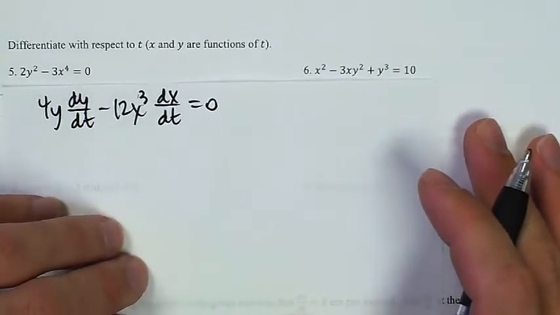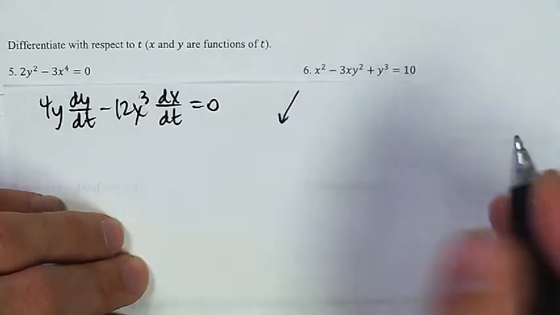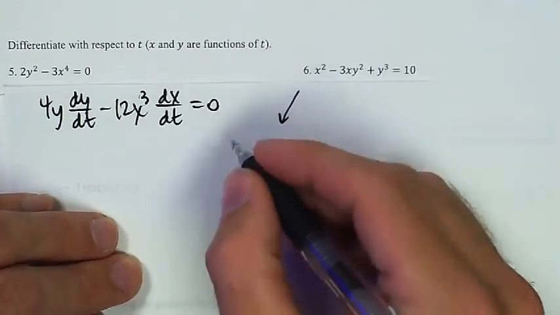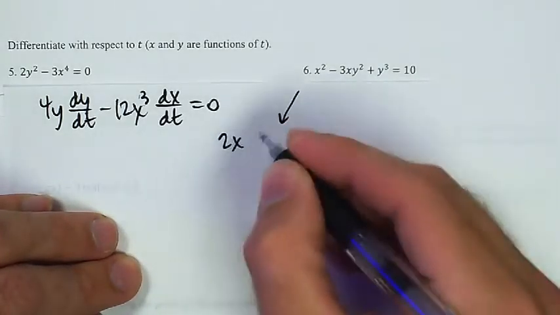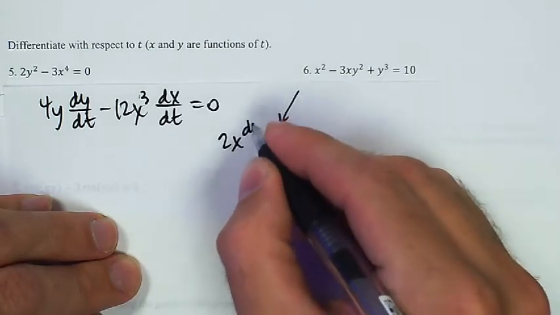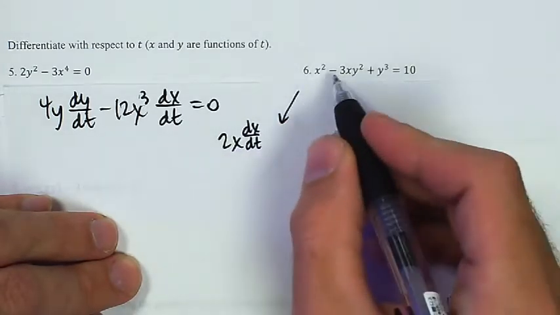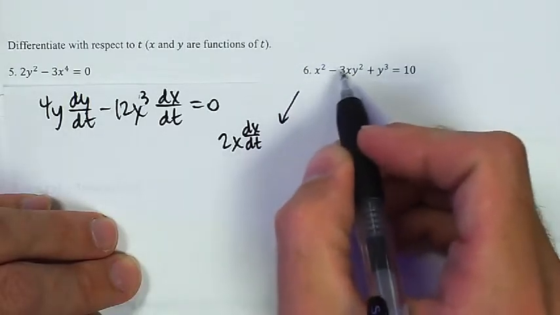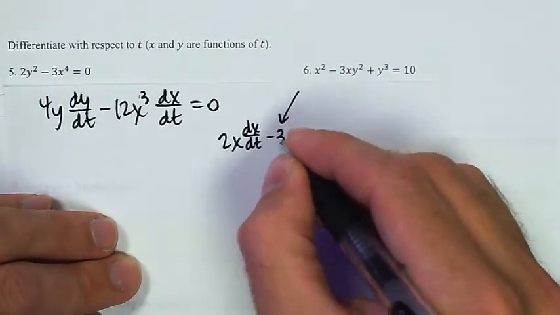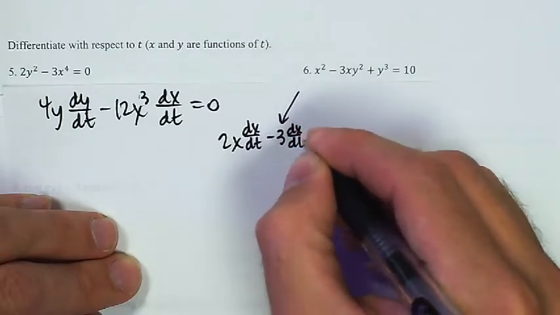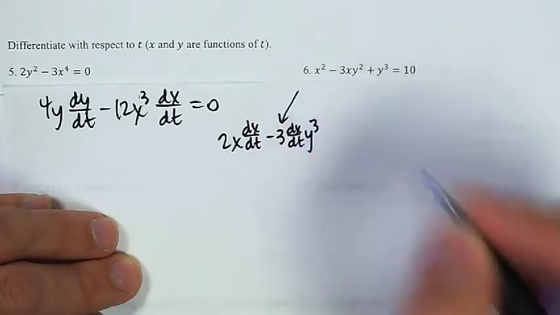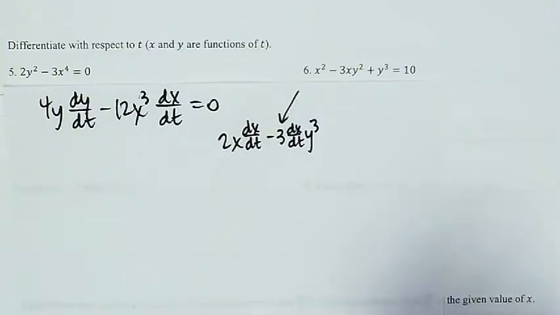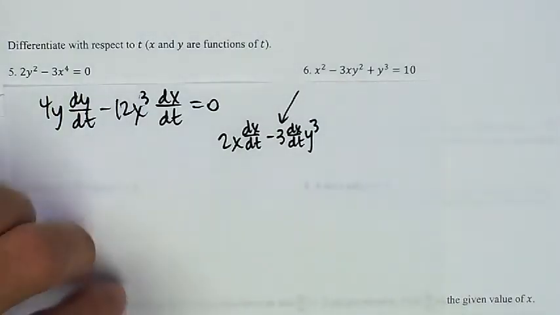Okay, number 6 is x squared. You can take that derivative, and that'll be 2 times x to the first times dx/dt minus 3. If I take the derivative of negative 3x with respect to t, I'll get negative 3 dx/dt. Leave y to the 3 the same. I can already tell I'm going to run out of room here. That's all right. Just need another sheet of paper.